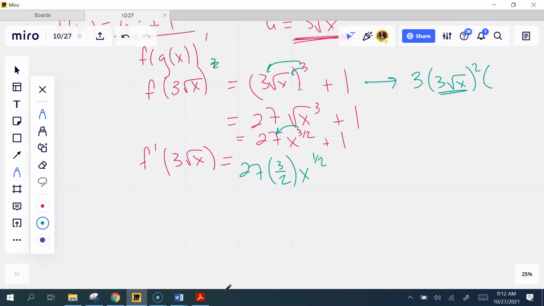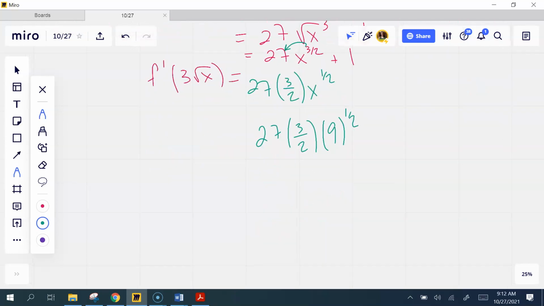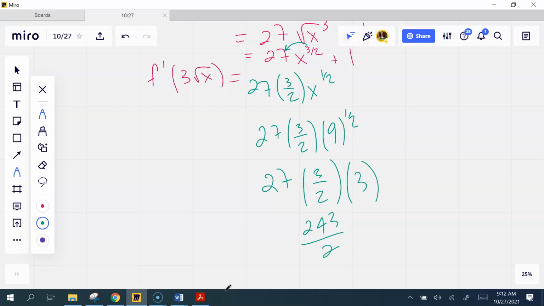No, I don't think that goes to the right number. If I now plug in 9 for this, I get 27 times 3 over 2 times 9 to the 1/2. 9 to the 1/2 is 3. 9 to the 1/2, you don't know? Oh, man. So then you got 9 over 2, 9 times 27. I guess 243.